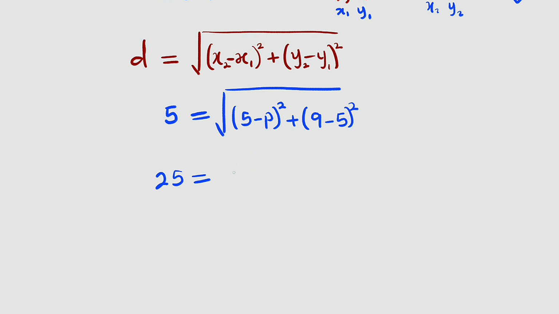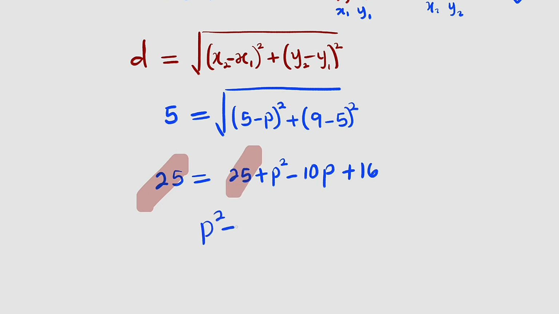Let us expand it. 5 squared is 25. Then p squared. Then minus 2 times 5 times p is 10p. Then plus (9 minus 5) is 4. Then 4 squared is 16. 25 can cancel 25. Therefore we can write this as p squared minus 10p plus 16 equal to 0.